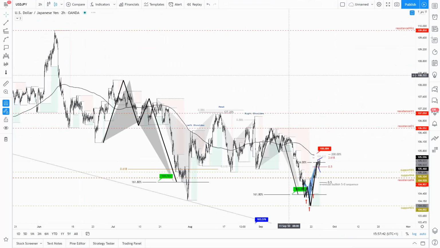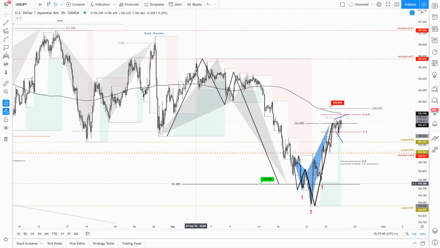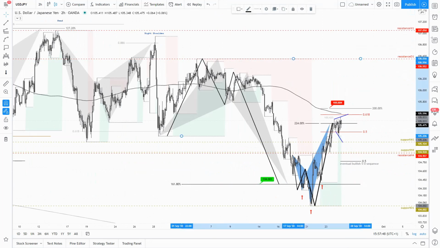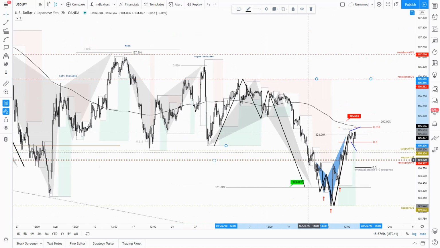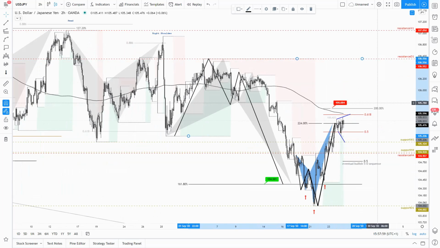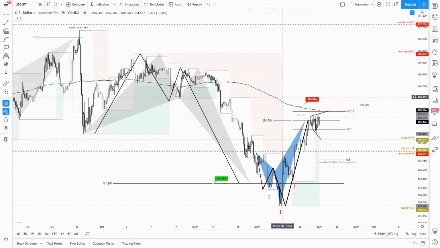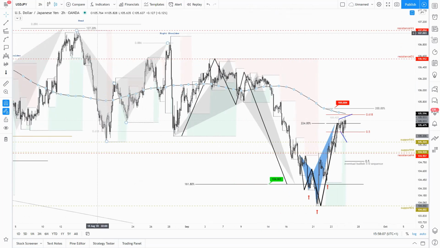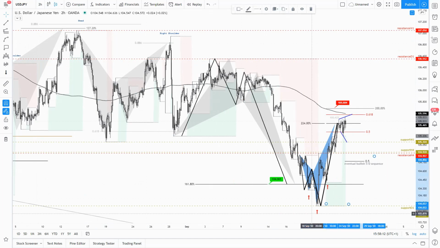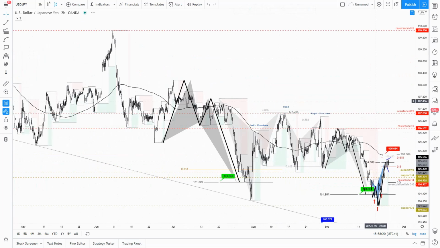The dollar versus the yen, the crab pattern, another one that I shared with you. 160 extension, inverted head and shoulders, which has triggered more upside momentum, and we are now trading the 224% Fibonacci extension and approaching the 200 moving average on a 2 hours time frame chart. There's also the 200% Fibonacci extension as the default target for the inverted head and shoulders. Let's see how the dollar versus the yen will react from here.